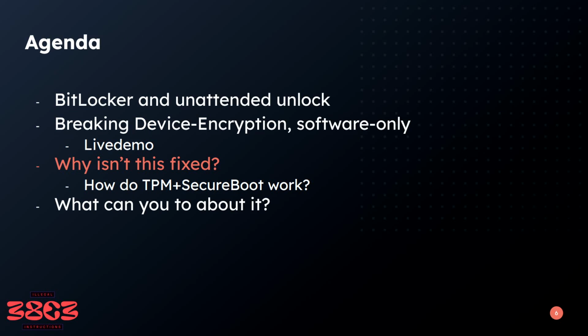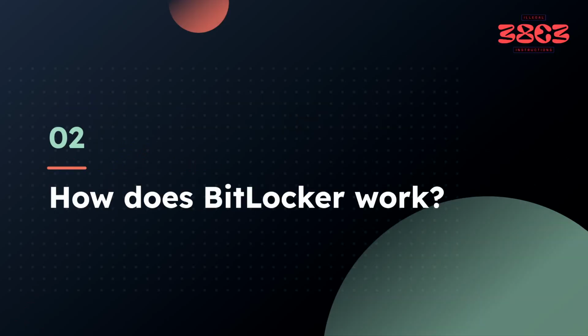So in our talk here, we have a short agenda. We look at BitLocker and talk a bit about what unattended unlock is. Then we're going to talk about how we're going to break that, software only. We will live demo that. I've got my second laptop for that. And then why isn't this fixed? This is really for me the most interesting part here. What led to this bug still being present? And finally, what can you do about it if you want to have more secure devices?